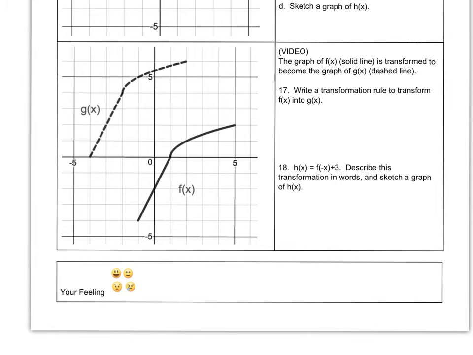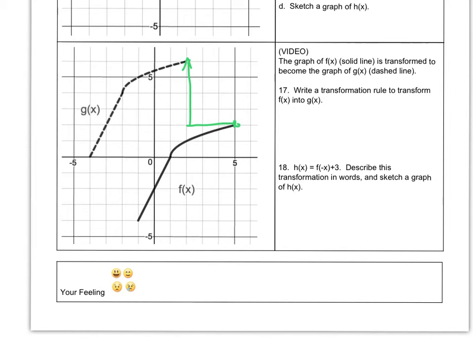So we've got the solid line transformed to become a graph of the dashed line. We want to go from f to g of x. I really recommend that you always start with the words of what's going on here. These look like the same shape, just kind of moved around. I'm just going to check an endpoint because those are pretty easy for us to see. And this looks like it's going something like that.